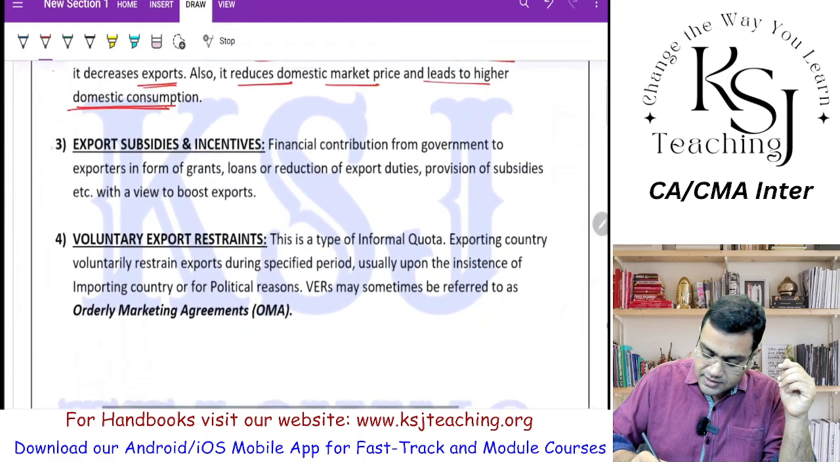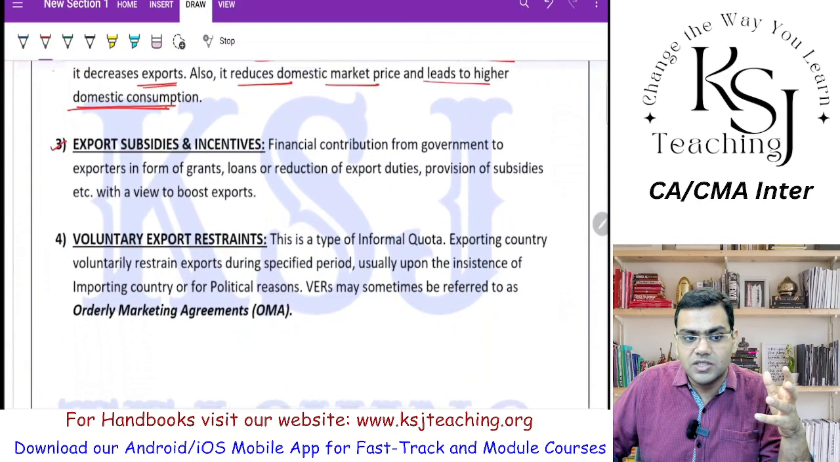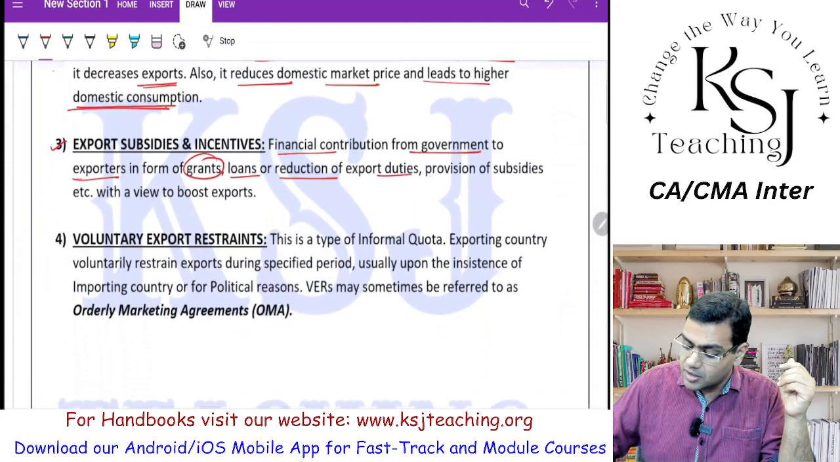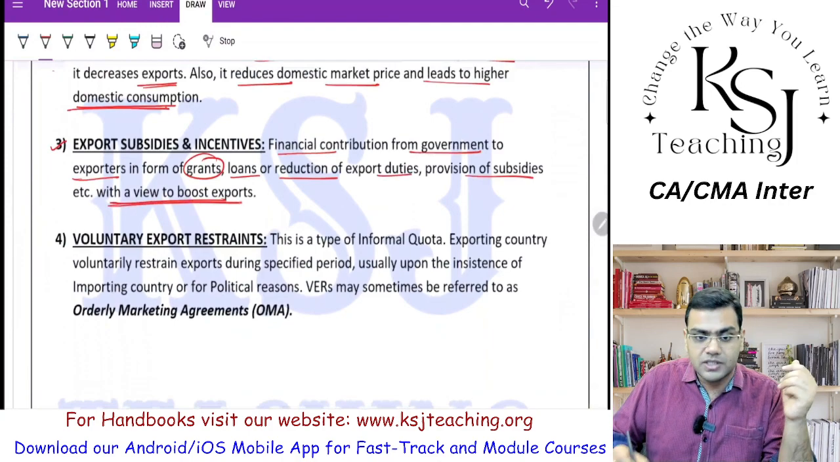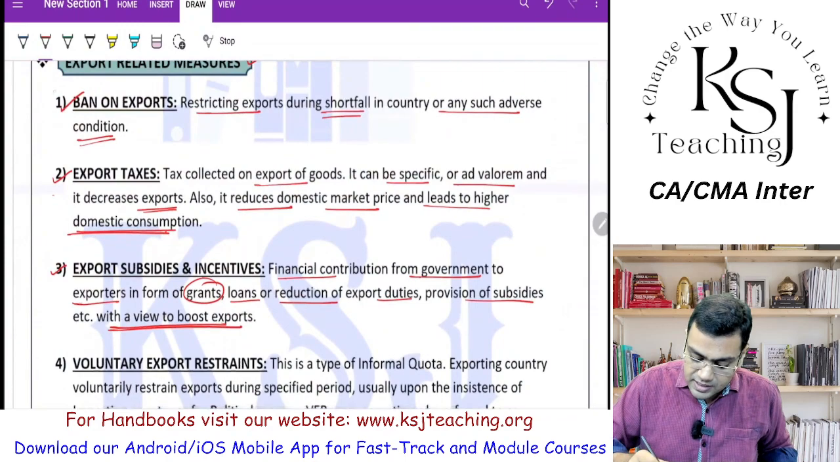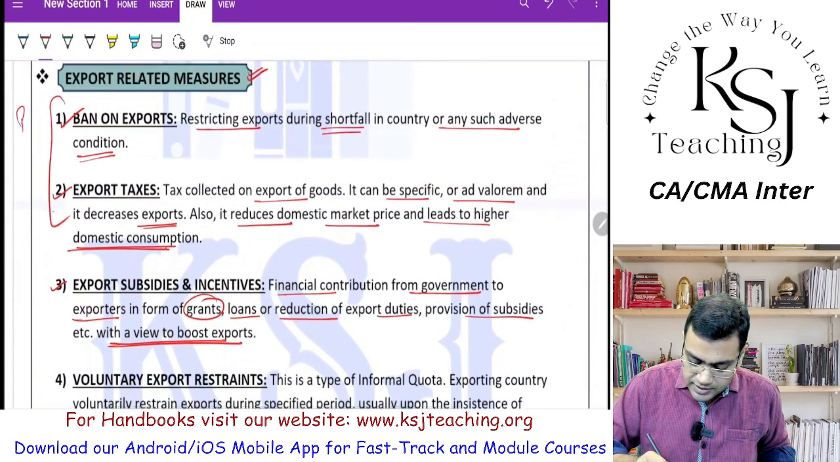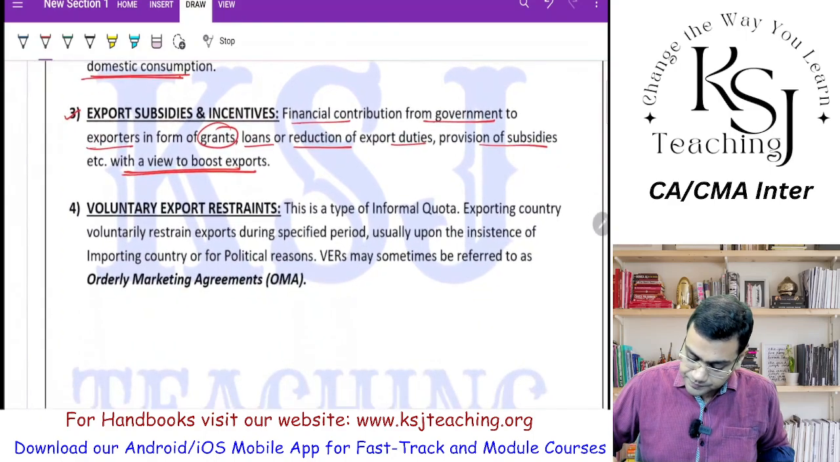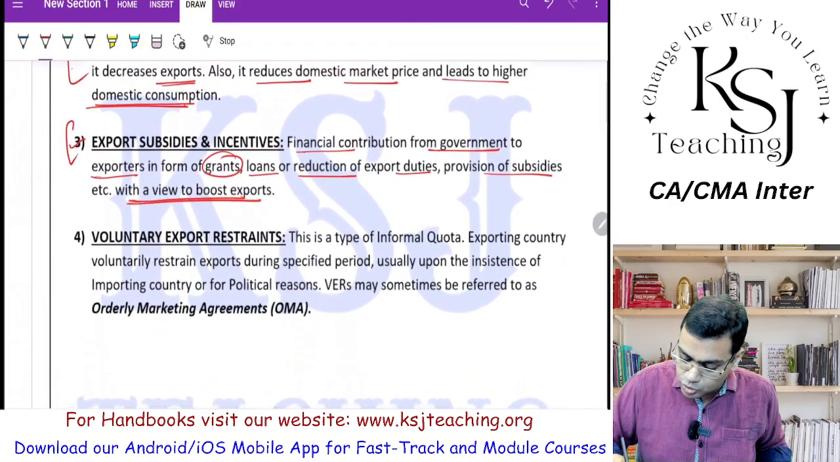Export subsidies and incentives: if you want to increase your exports, you can give subsidies and incentives. Financial contribution from the government to exporters in the form of grants, loans, reduction of export duties, provision of subsidies with a view to boost the exports. Now, in the first two cases, you want to reduce the exports, if you put the ban or increase the taxes. In the second case, you want to boost the exports.